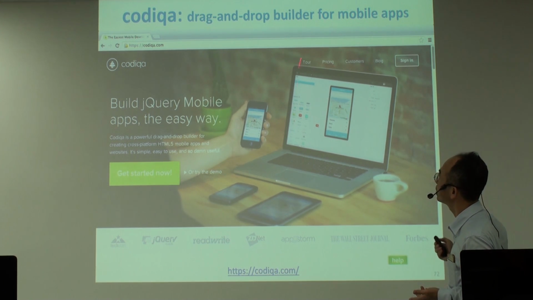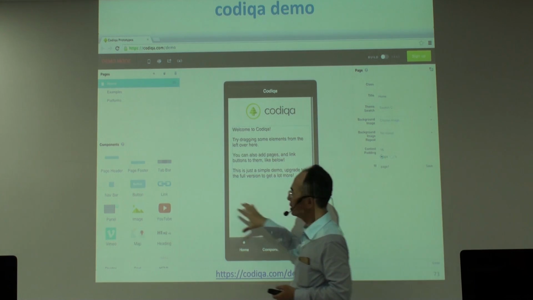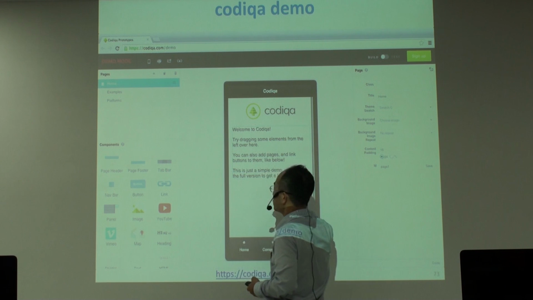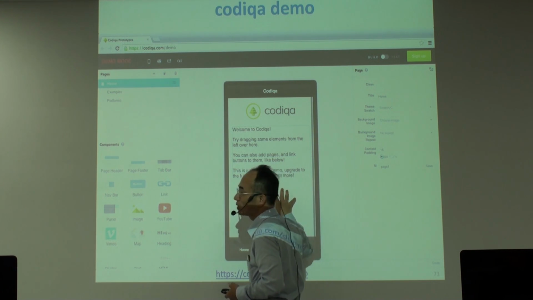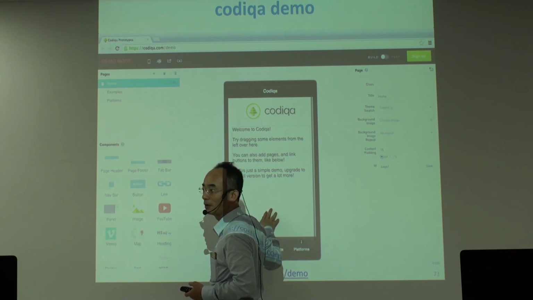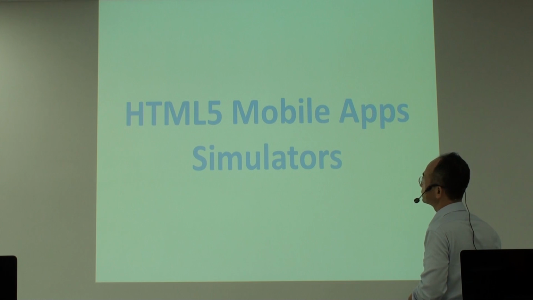So this is the Codica drag and drop. This is a demo. Suppose you need a button, just drag and drop it onto your screen. You need a bar or your page footer, just drag and drop. You can find the results.